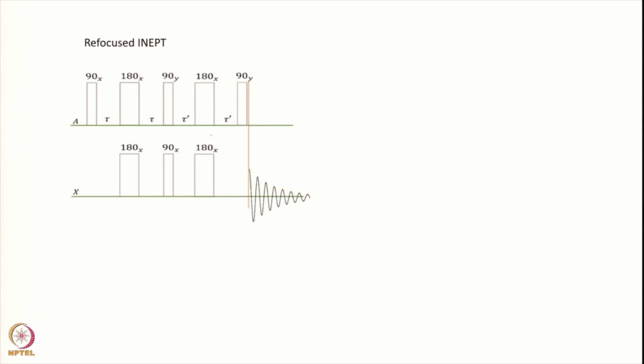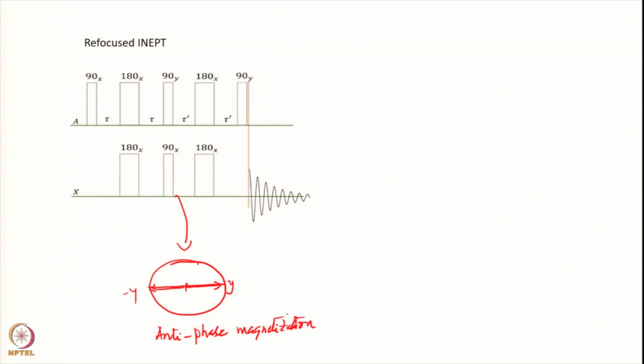So at this point, if I draw the X transitions, if you recall, the X transitions were along the X axis or the Y axis, whatever that is. So if this is minus Y, and the two transitions were oriented like this, such a signal is called antiphase magnetization, because two transitions have opposite phases.